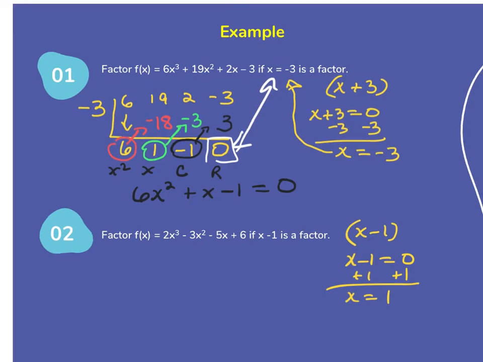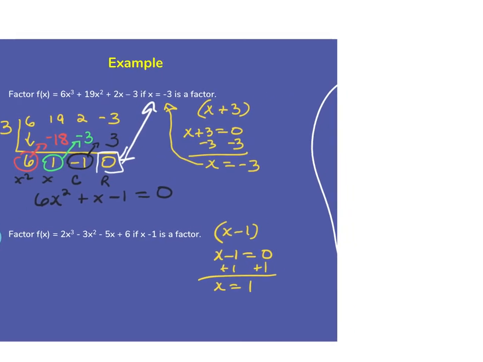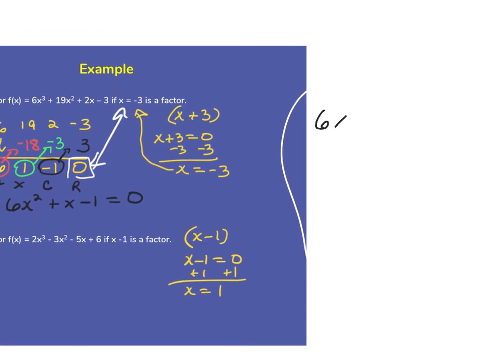Let me go over here to the side so I have some more room to work. I'm going to rewrite what I just got, the 6x squared plus x minus 1 equals 0. I'm going to factor this using the guess and test method. The factors of 6x squared are either 1 and 6 or 2 and 3. I'm going to use the 2 and the 3. So 2x and 3x gives me 6x squared. And then my factors of negative 1 are going to be negative 1, positive 1.